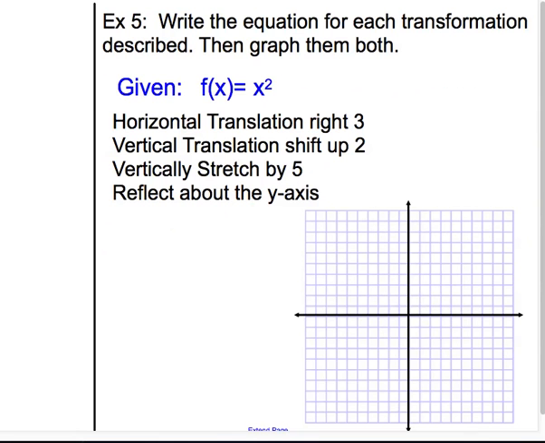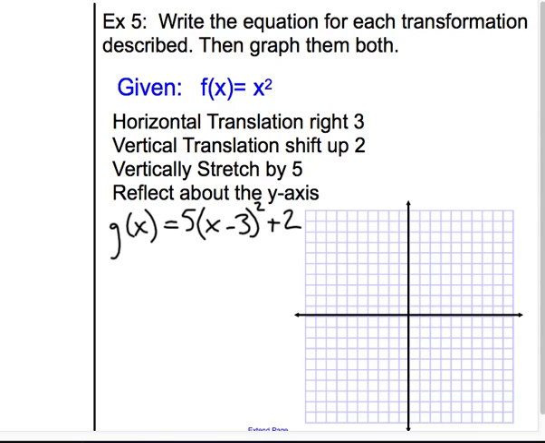Okay, so the last example we're going to take a look at is another writing the equation for the transformation and then graphing. So our horizontal translation this time is right 3, so inside the parentheses that looks negative. Vertical translation up 2, so outside the parentheses that's normal. A vertical stretch by 5, vertical stretch is outside the parentheses, so that's normal as well.